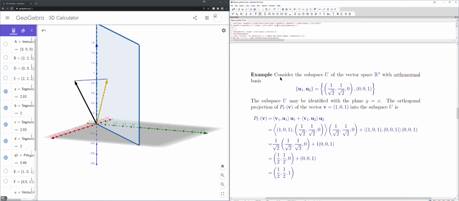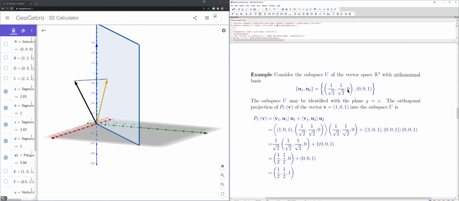Okay, so consider this example here. I have a subspace in R3. It's a two-dimensional subspace because you have two elements in your basis here, so this subspace is going to be a plane in R3. And it has an orthonormal basis, which is 0, 0, 1, a vector in your z direction, and a vector 1 over root 2, 1 over root 2, 0. You want to notice that both of these components are the same, and the z component is 0.